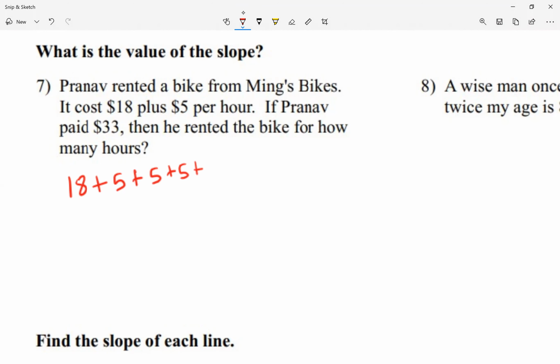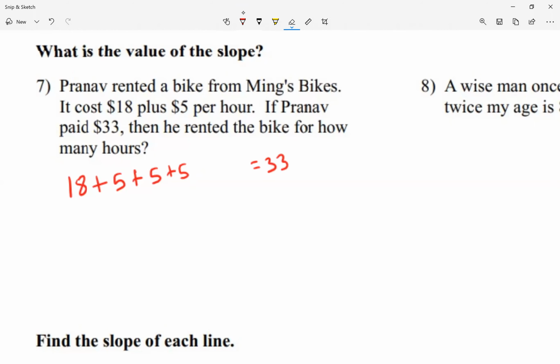So here it says, at the end, this person is going to pay $33. If Pranav paid $33, then he rented the bike for how many hours? Key here, how many hours? That's telling you hours is the one that's repeating. I want to know how many times does 5 repeat. So far, what I have here, 18 plus 5 is 23, plus 5 is 28, plus 5 is 33. Okay, so I'm going to stop here. This thing already adds up to 33.